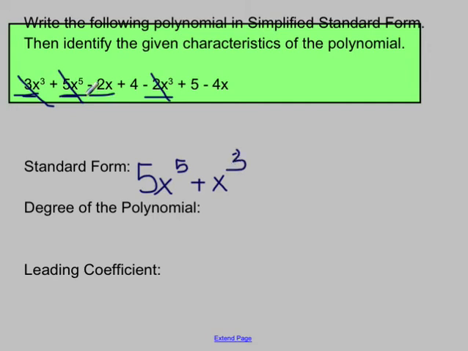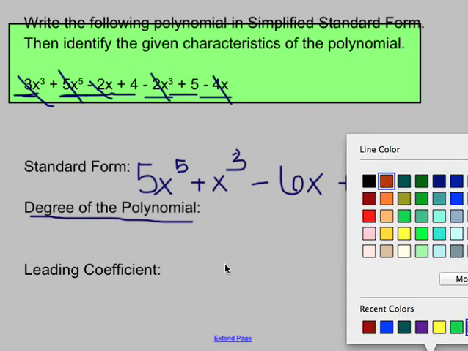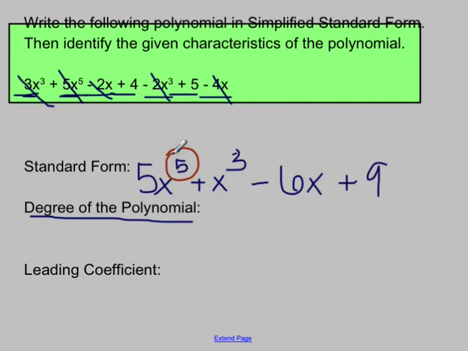Next, I have negative 2x minus 4x. When I subtract those two negatives, it's going to get more negative, and I'm going to get a negative 6x. Last but not least, 4 plus 5, adding those constants, is going to give me 9. The next question asks for the degree of the polynomial. So that's going to be the highest exponent. The exponents are the little numbers, and I see that my highest exponent is 5. So the degree of the polynomial is 5th degree.